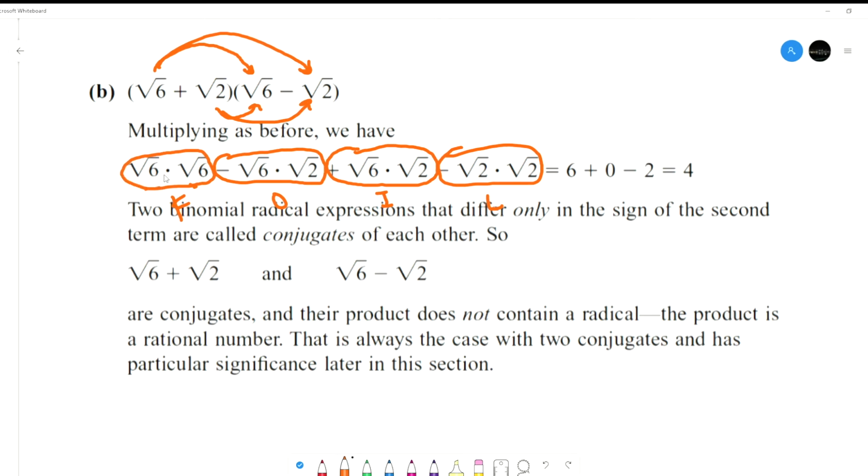Okay, so hopefully y'all see that. Root 6 times root 6 is 6. Then you have minus root 12, right? This is minus root 12. And this inner term gives me plus root 12. You see how these cancel out to 0? That's why it's 0. And then lastly, minus 2. So this is my first, this was my last, and then the middle two cancel out.